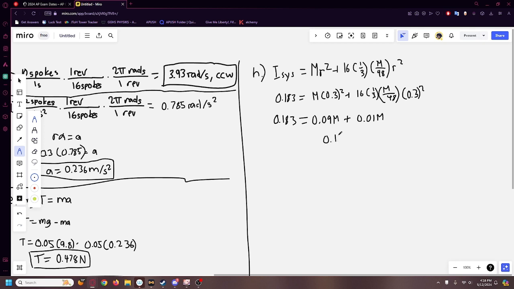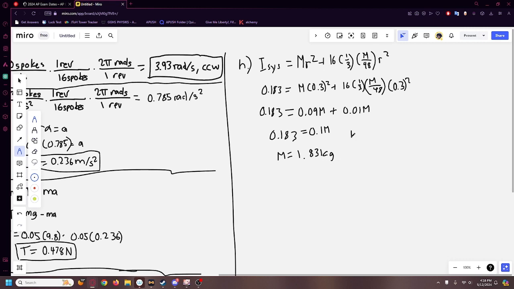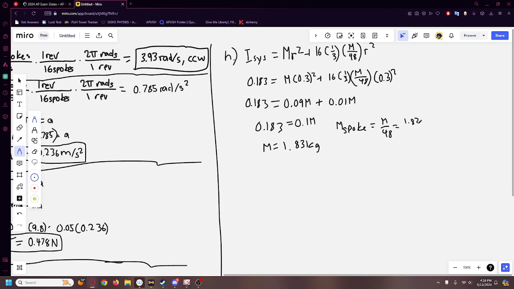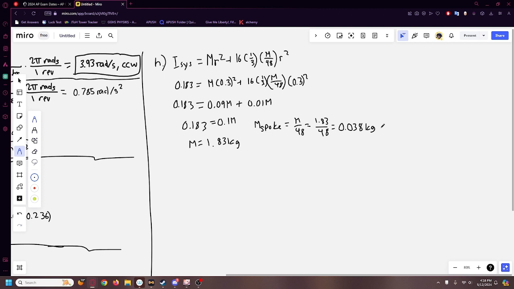So 0.1 M is equal to 0.183. M is equal to 1.83 kilograms. Now the mass of each spoke is equal to M over 48. And this is 1.83 over 48 is equal to 0.038 kilograms. And then you multiply this by 1,000 grams per kilogram, so it would be 38 grams.